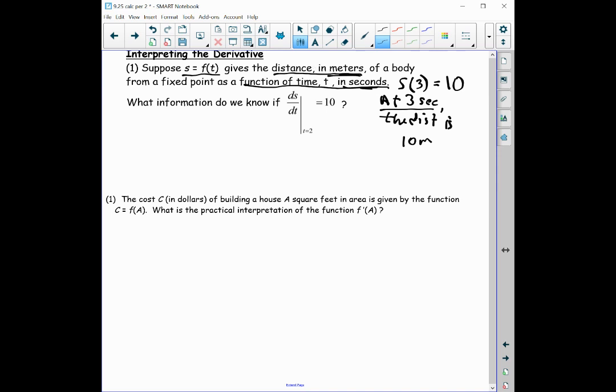So that's what we have with the function. The function tells me what something is. The derivative is the slope, which means it's the rate of change. So what information do we know from ds/dt? Pay attention to this. This is the Leibniz notation. This is just saying the change in s with respect to time. This is the same thing as s prime. Okay, so ds/dt at t equals 2.